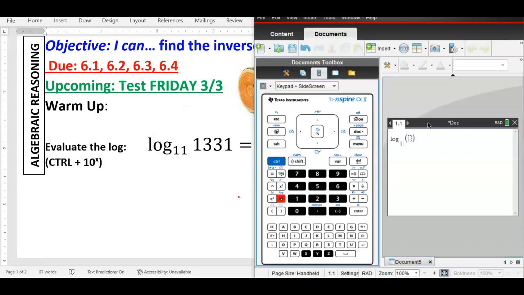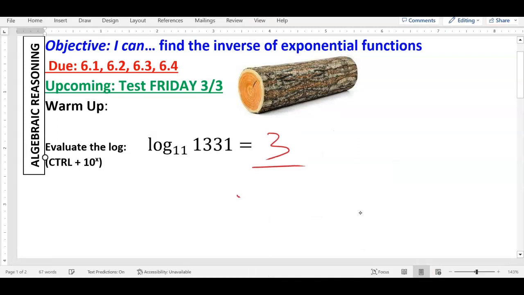Okay. Then you got two numbers. You got the base, the little one, and you got the regular number that's being operated on. So I press control 10 to the x. I'm going to press 11 for my base, 1,331 in the parentheses. And what do I get? Three, right? So log base 11 of 1,331 is 3. Does anybody not know how to type that in the calculator? Now we are going to use that log information to do today's notes. Today we're talking about the inverse of exponential functions.